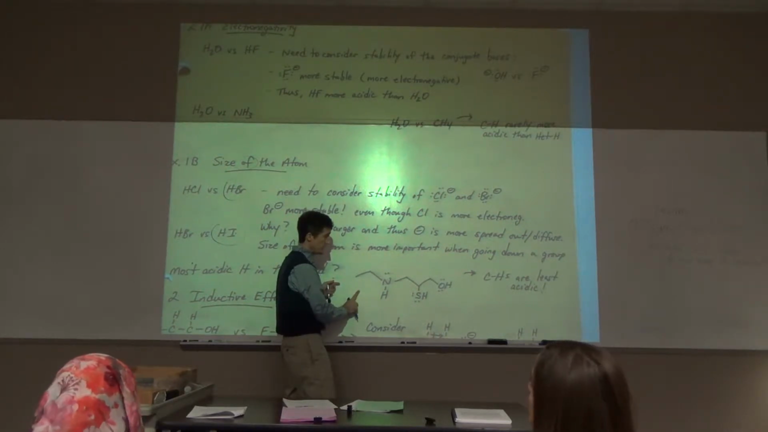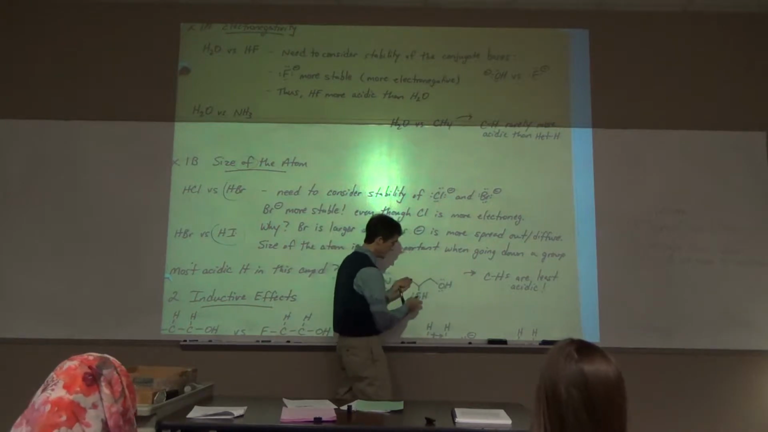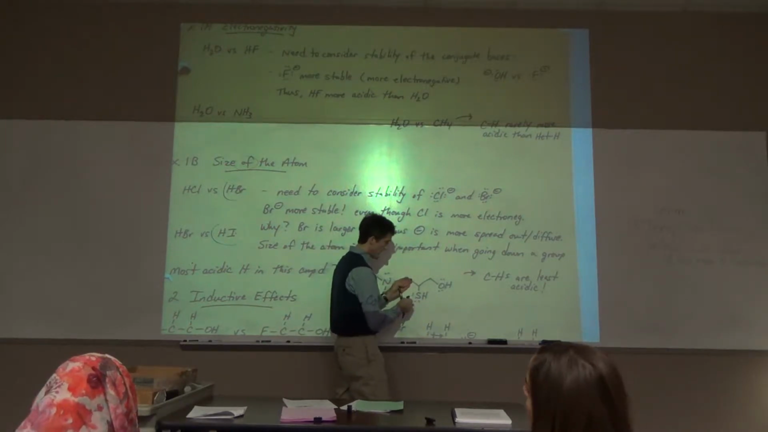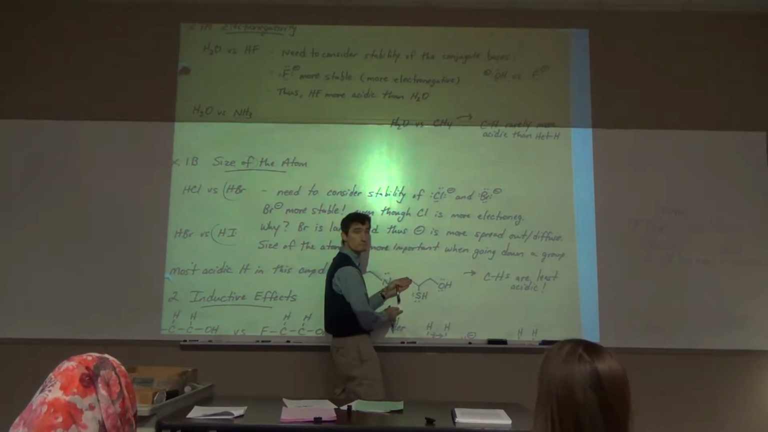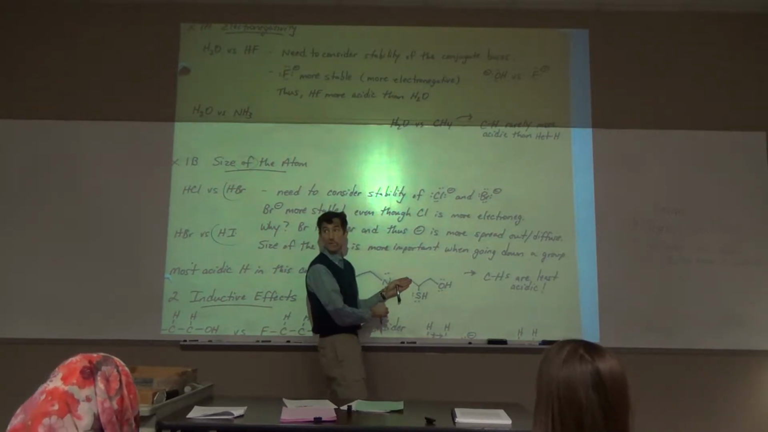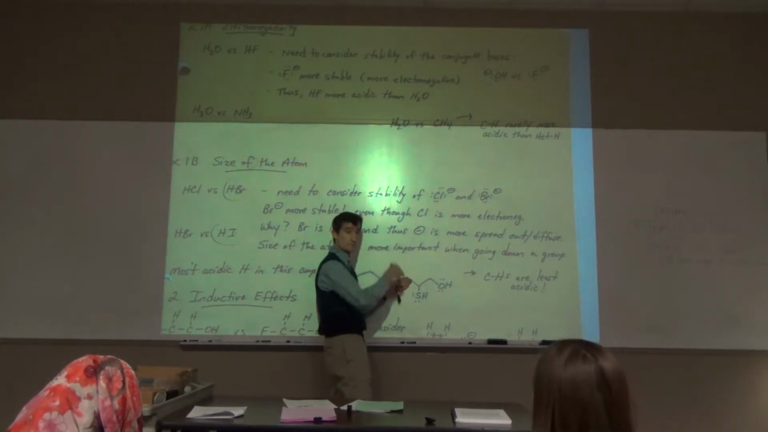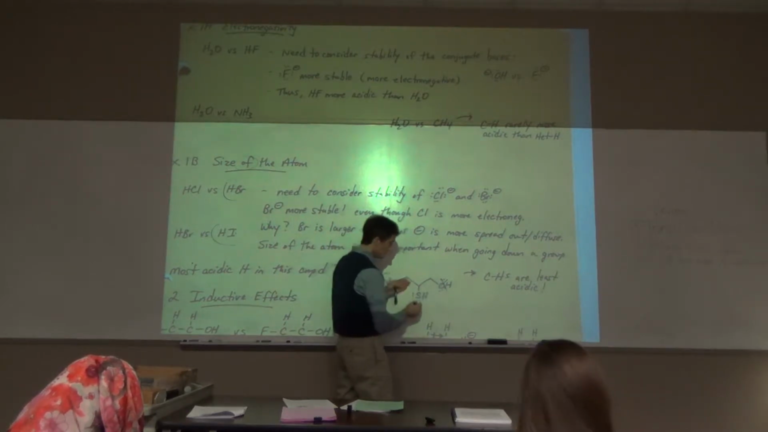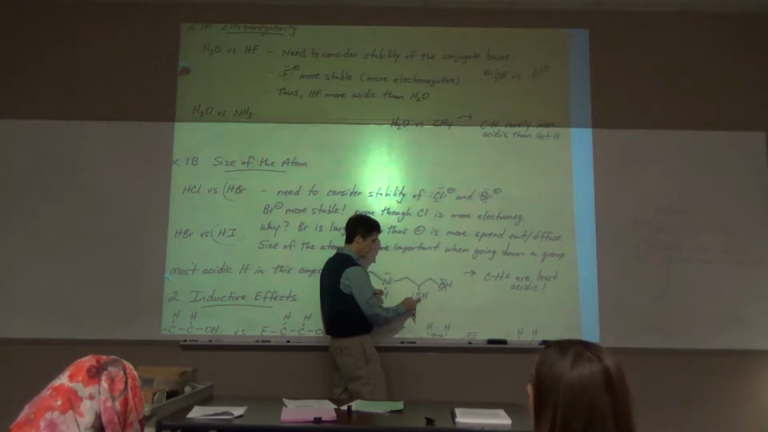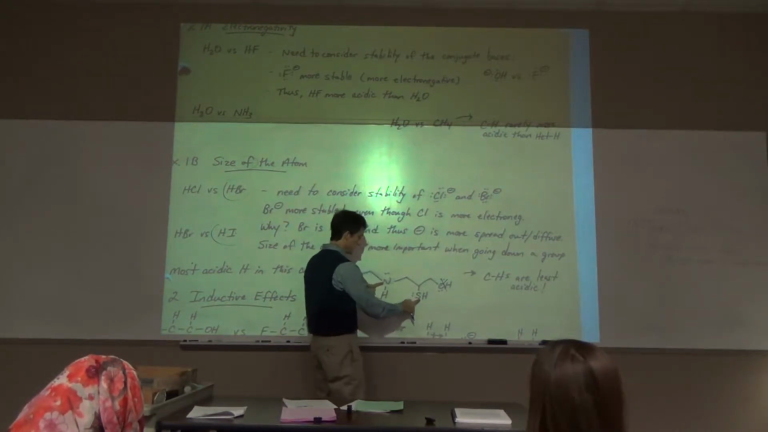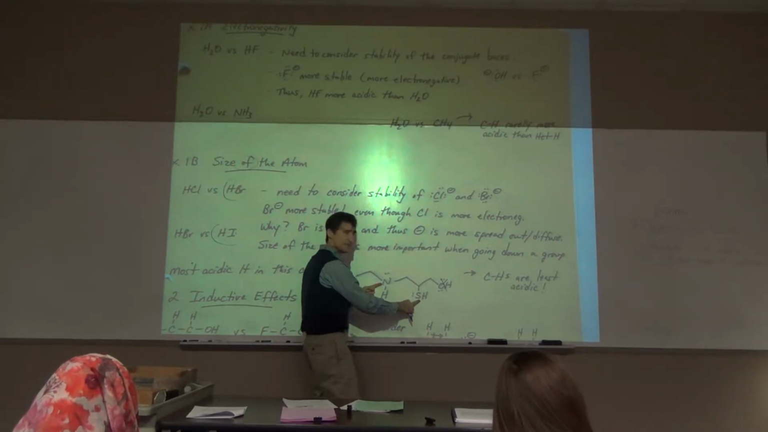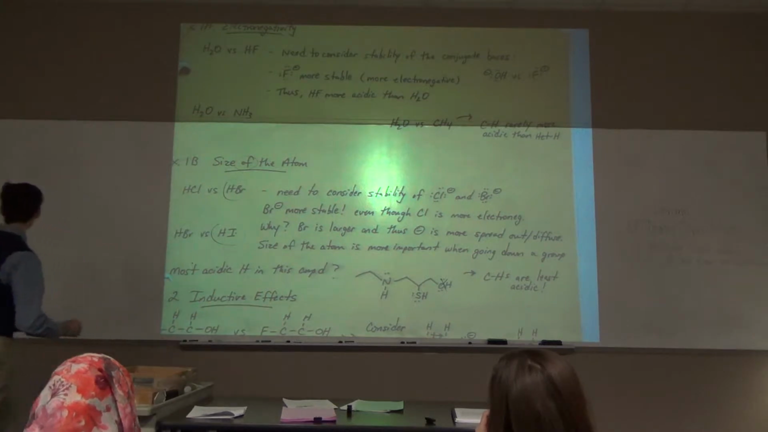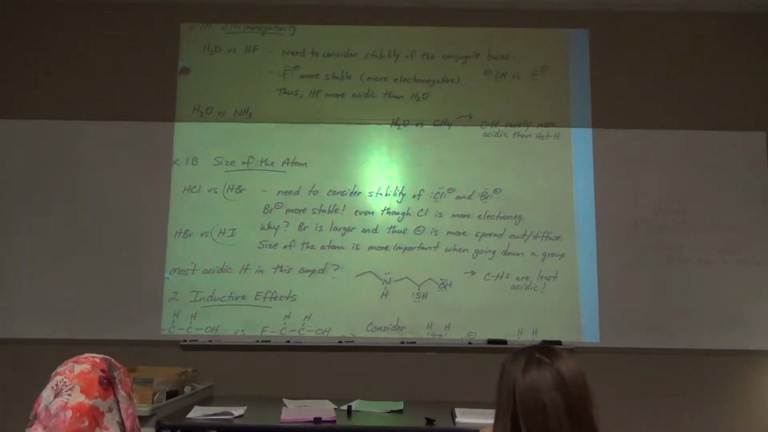Okay, let's see how we did that. Well, let's compare this versus this. Would you rather have O minus or S minus? We'd rather have S minus because it's bigger and we're in the same group. So that's going to be more acidic. How about this compared to this? That's a little hard to tell. Once you start going diagonal, sometimes it's hard to tell.